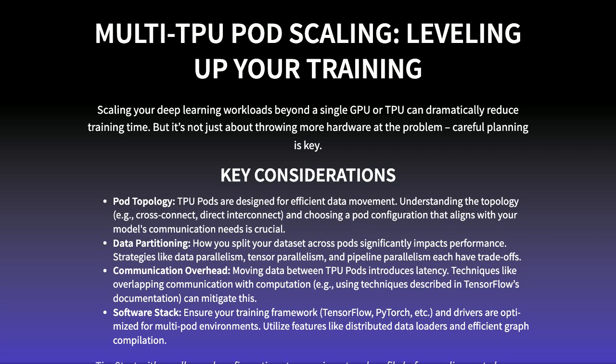First off, we need to think about how these pods are connected. The topology matters. Then, you'll want to figure out how to divide your data across those pods efficiently. Different partitioning strategies like data parallelism or tensor parallelism have their own advantages and disadvantages. Don't forget that communication between pods introduces latency, so optimizing how data is moved around is key. And lastly, make sure your training software like TensorFlow or PyTorch is set up to work well in a multi-pod environment. It's really important to experiment with smaller configurations first to find what works best for your specific model and data.